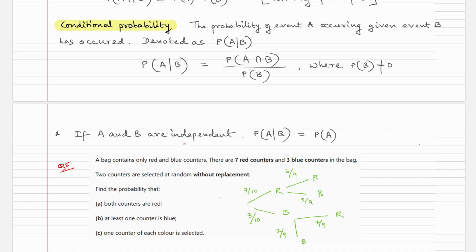Here is the sum that I was referring to. A bag contains only red and blue counters. There are 7 red counters and 3 blue counters. 2 counters are selected at random without replacement. That means you select one, do not put it back in the bag and then select the next one. In these sums, it is better to draw a tree diagram.